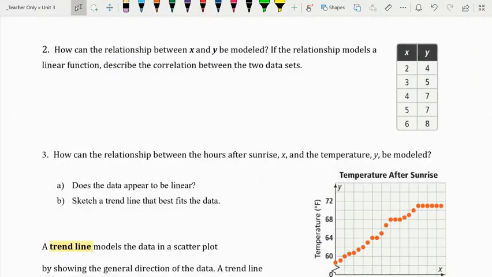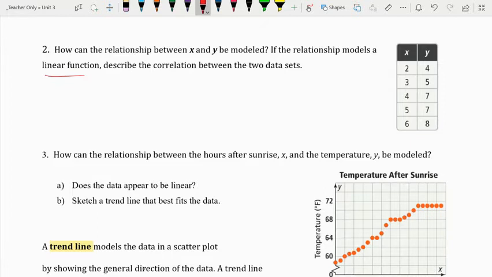All right, so then we get into ones like this, where it says, how can the relationship of x and y be modeled? If the relationship models a linear function, describe the correlation between the two data sets. Okay, so notice how it says describe it. You're not really trying to come up with an equation, because this is not a linear thing, okay? Meaning this isn't a perfect linear function. So we just want to see if maybe it kind of follows one, right?